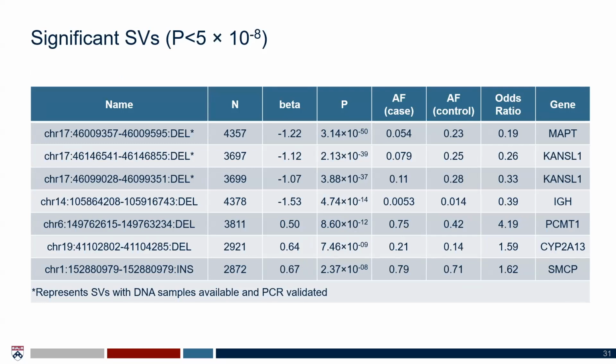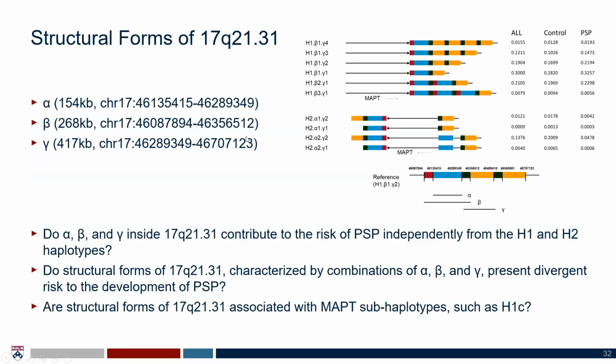We also did the structural variant analysis, and not surprisingly, we found MAPT. But MAPT is just a gene, and this famous region for PSP has some bigger structural forms. So we would like to understand whether any other structural form contributes to the disease, PSP. We focus on the three duplications, alpha, beta, and gamma. The size of each duplication is here, and here are their coordinates. We would like to ask: do alpha, beta, and gamma contribute to PSP independently from H1 and H2? H1 and H2 are the non-genetic risk for PSP. So that is the first question we would like to ask.